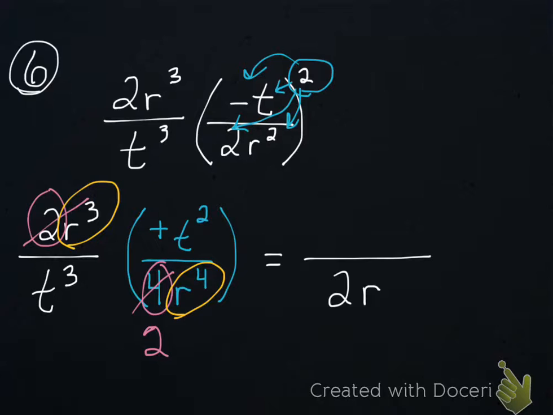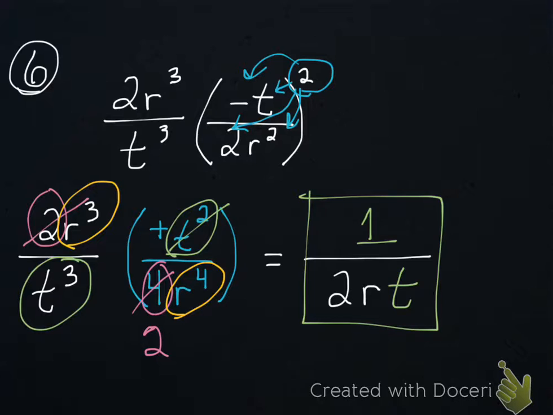Now let's look at the t's. I have 3 in the bottom and 2 on top. That would leave me with 1 in the denominator. Well, what's going to be left in the numerator? Just a 1. If everything cancels out in the numerator, you're left with just a 1.